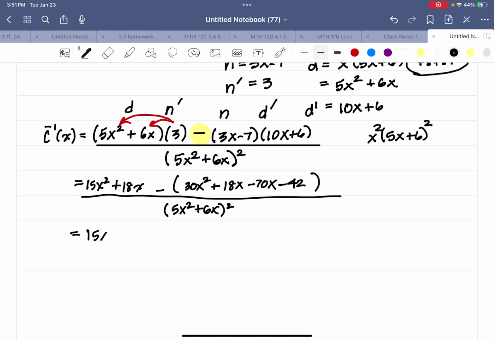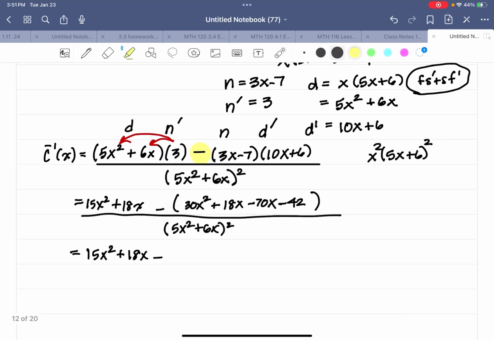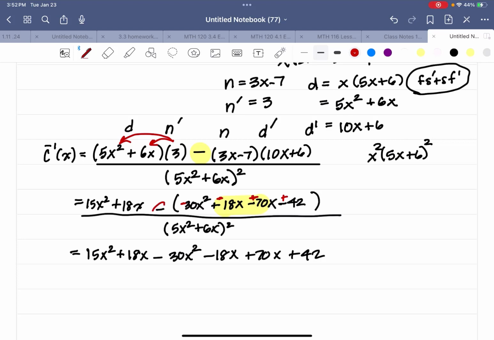So I've got 15x squared plus 18x minus, and I could have combined these two, but since I forgot to, I'm just going to distribute, and then we'll combine them in the next step. So minus 18x plus 70x plus 42. Notice that this positive went to a negative, this positive went to a negative, and this negative went to a positive, this negative went to a positive. That's because when the minus is distributed, all the signs get changed. All of that, don't forget, is over 5x squared plus 6x quantity squared.